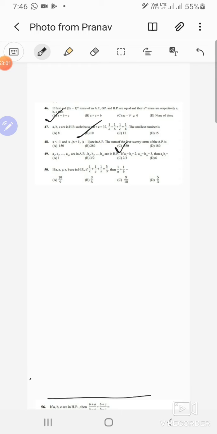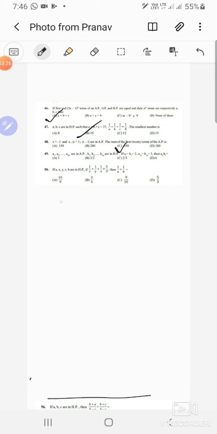Okay, if A1, A2 till A10 are in AP, H1, H2 till H10 are in HP, and A1 equals H1 equals 2, and A10 equals H10 equals 3, then A4 and H7, the product of that, what is that? So the first term is 2 in both of them, and A10 equals H10 equals 3.